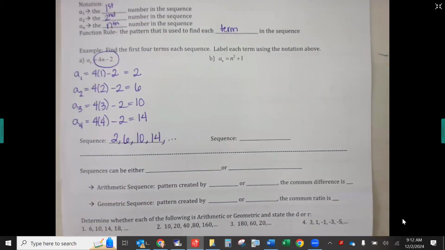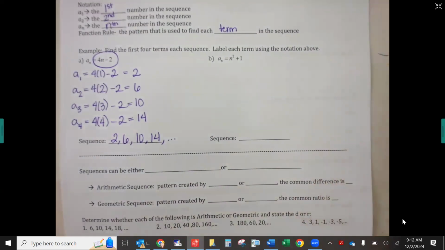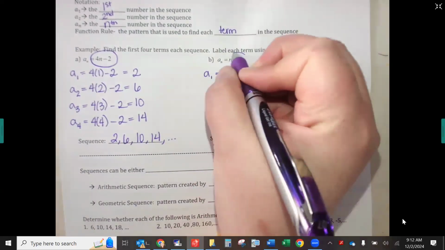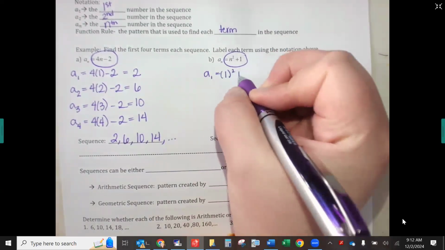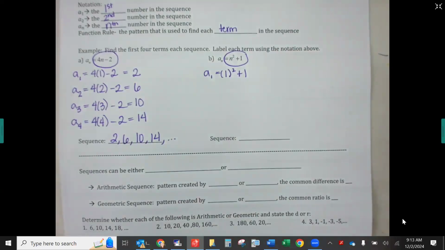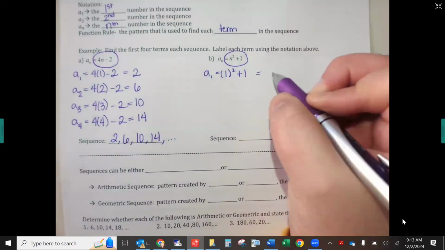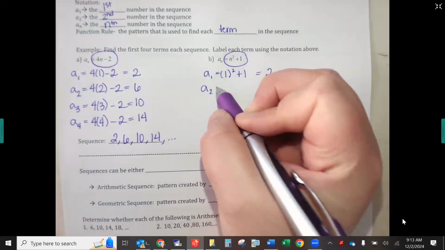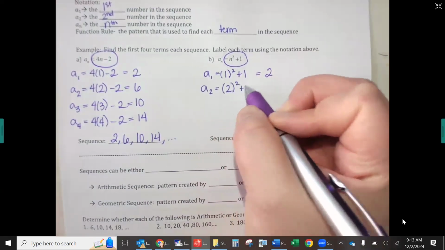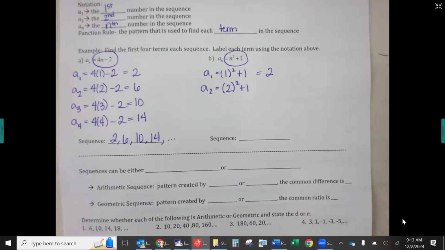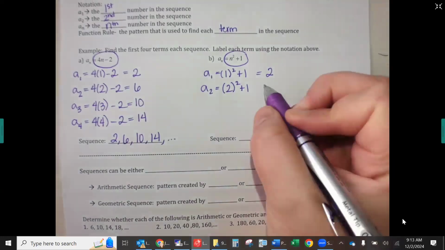All right, one more pattern. Look at B. Same thing though, just the first 4. So I'm going to find A1 first. My n is going to be subbed out for a 1 in n squared plus 1. 1 squared is 1 times 1. What's that? 1 times 1 is 1, and then plus 1 more would be 2. Next, I want A2. That's going to be 2 squared plus 1. 2 squared is 2 times 2. What's that? 4, plus 1 more? 5. The second number is a 5.